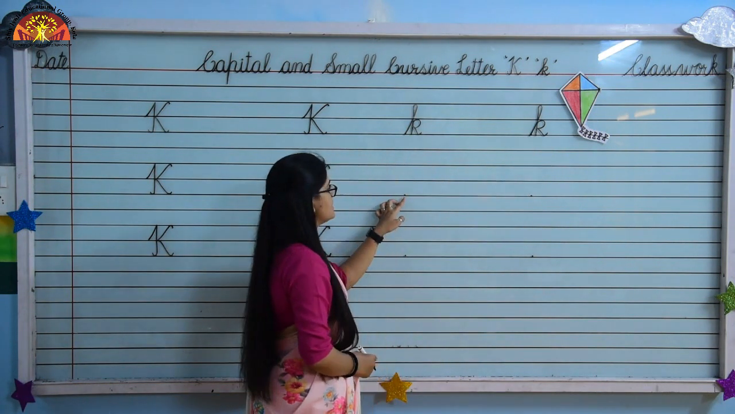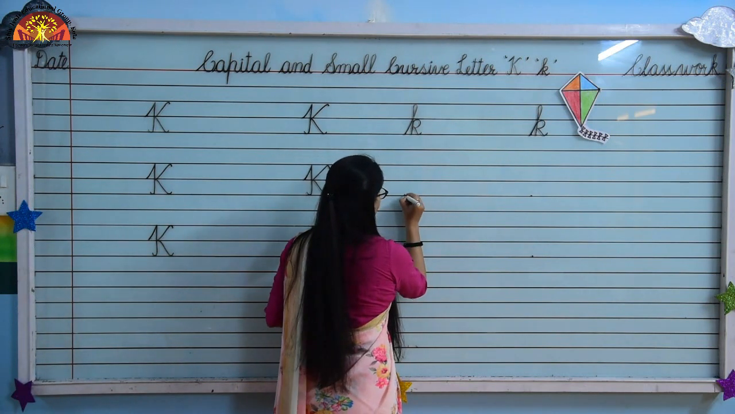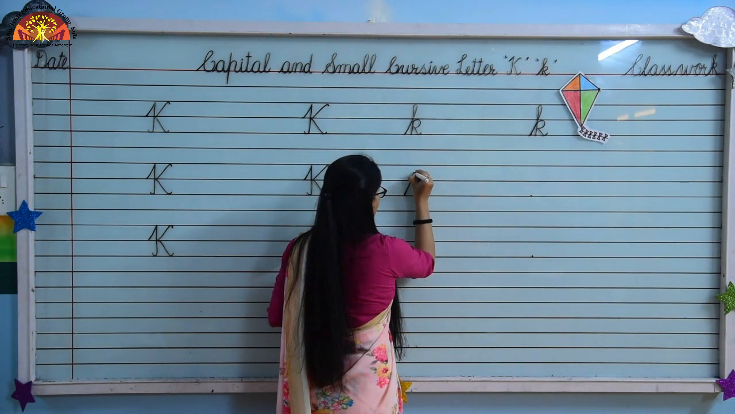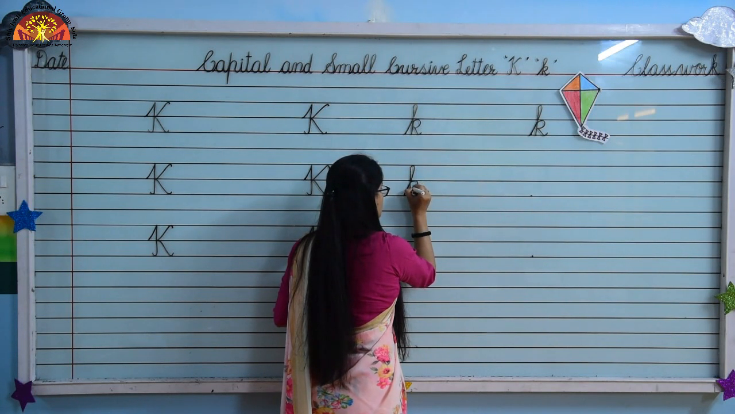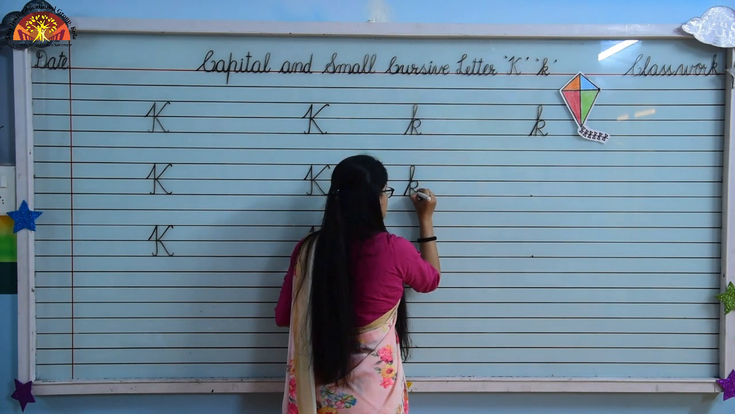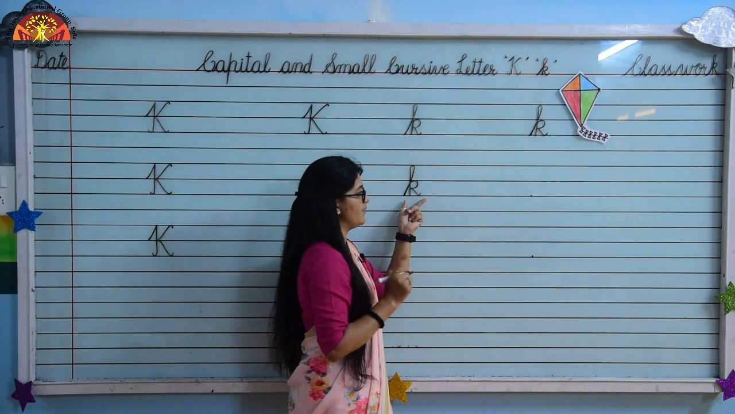Do it again kids. Put your pencil here. On third line, draw slanting line, touch the first line. Loop, standing line, touch the third line. Moving up with same line. And now between the second and third line, we will draw small curve and then slanting line. Like this. Small cursive K.